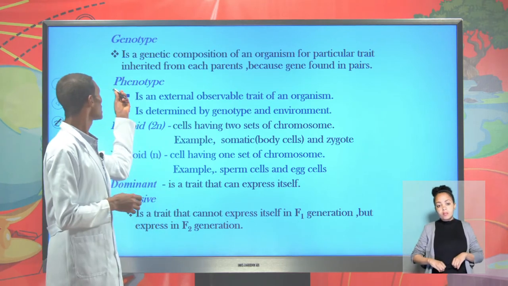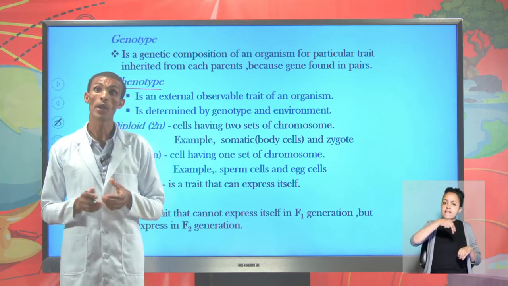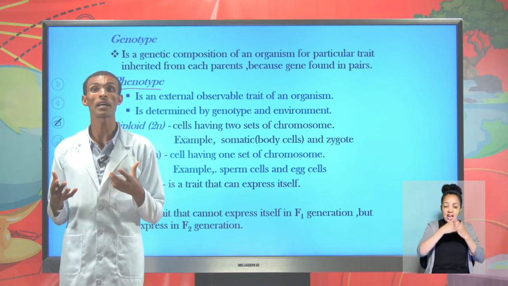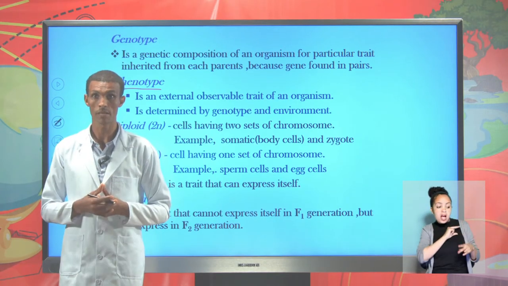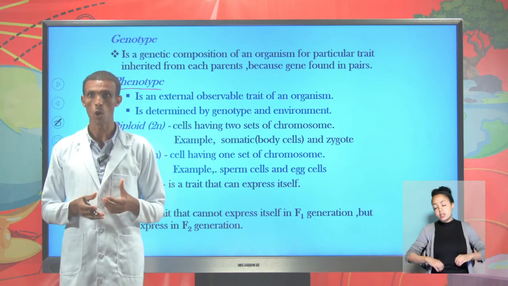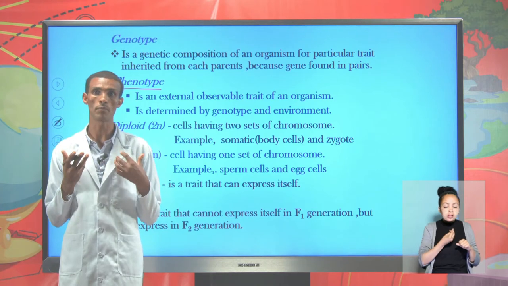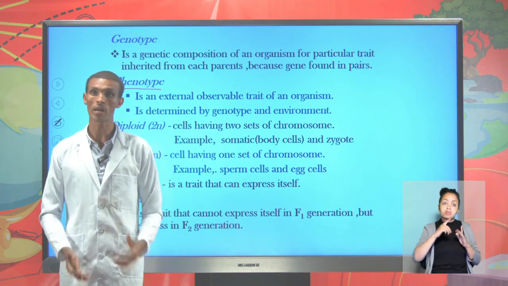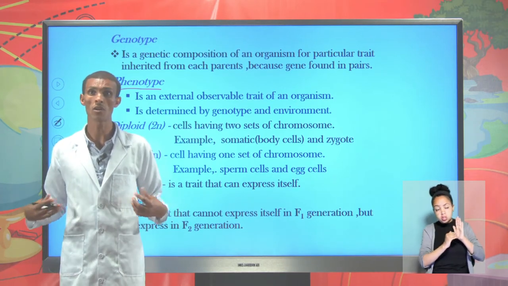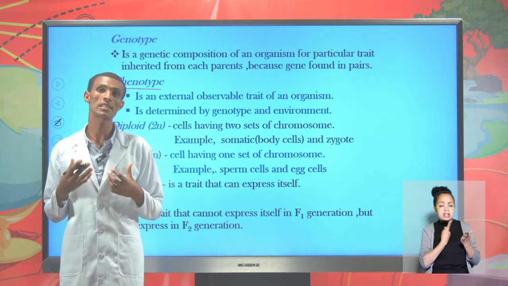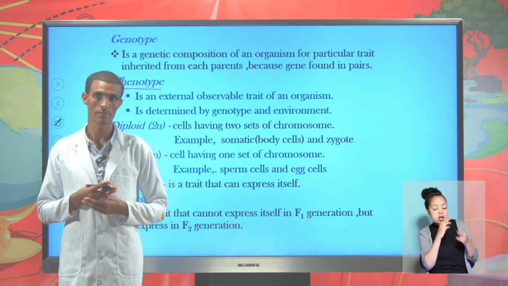Else, there is a phenotype again. When you say phenotype, it is the external physical observable character of a living organism. For example, we can say red, white, black, long, short, thin, fat. This is an externally observable character.